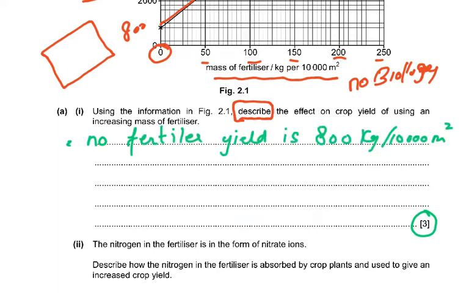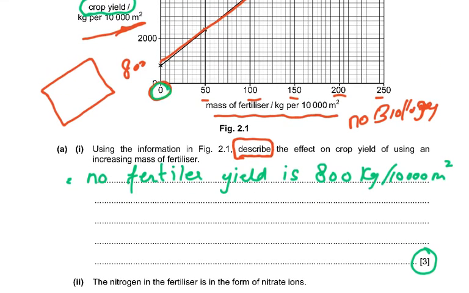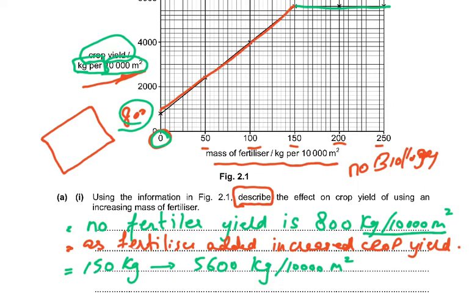So you wrote this: no fertilizer, 0. Yield is 800, but you have to write the units as well. Units is kilogram per 10,000 meter square. This is very important that you write the units. We are okay with it in O levels, but in A levels we don't give you a mark if you have not written the units, whatever the units are given on the graph. In describe, you have to describe the graph.